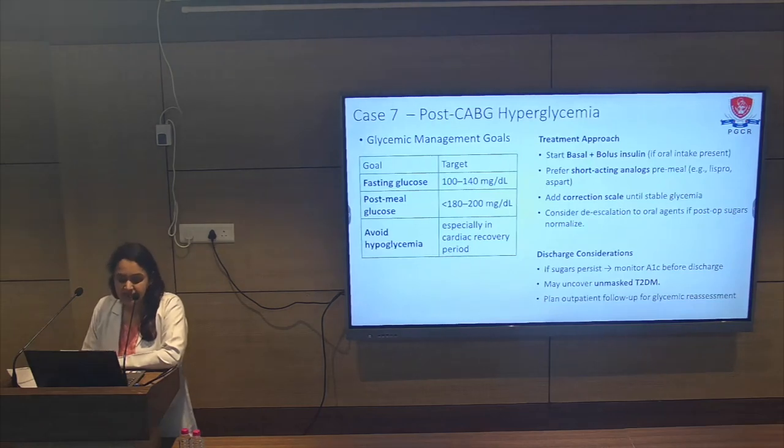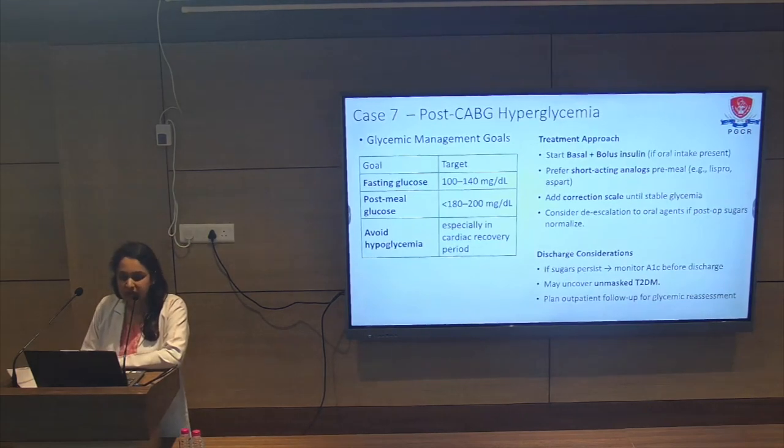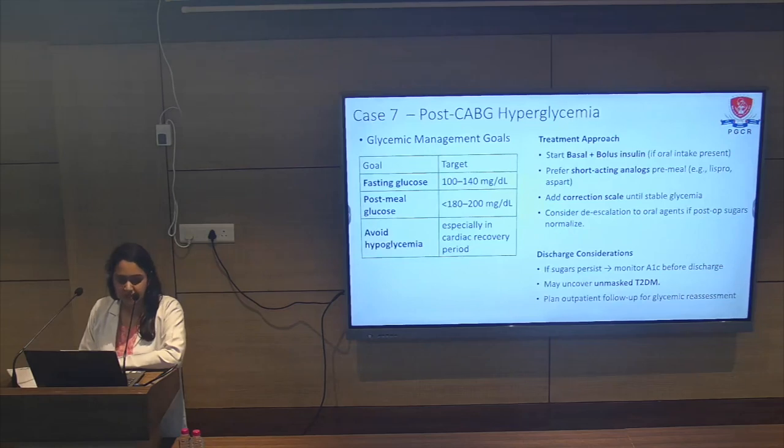Now in this patient, if the high blood sugars still persist, we monitor HbA1c before discharge, as it may uncover unmasked type 2 diabetes, and we plan outpatient follow-up for glycemic reassessment and to add DPP-4 or SGLT2 inhibitors.